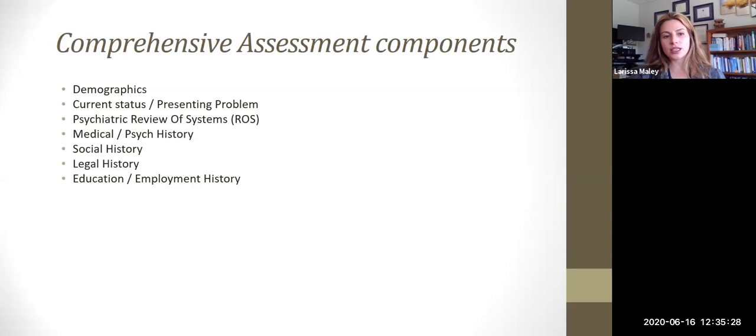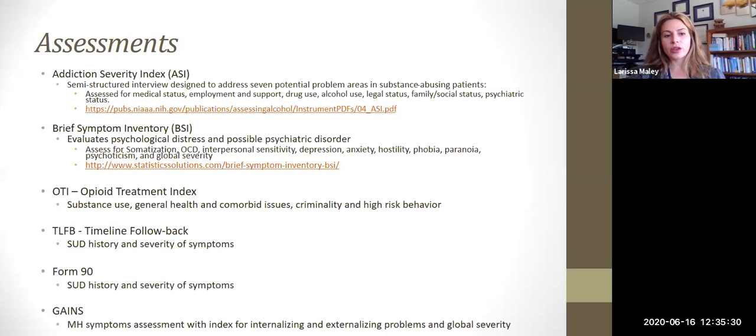And then comprehensive assessments, you all are very familiar with them. How to do those psychosocial evaluations. And then these are some other more comprehensive assessment instruments. Most of these you will have to pay for, except the ASI. The ASI is also public domain in the hard copy. You will have to pay for that if you want the electronic version.